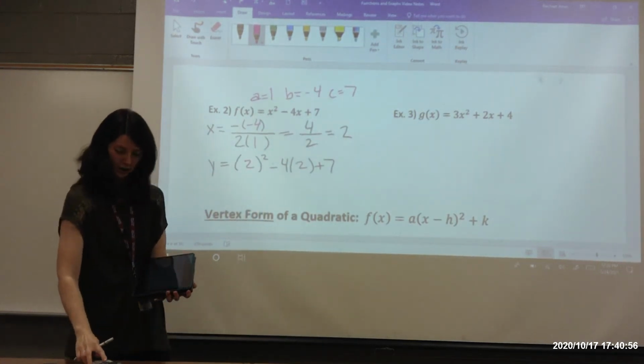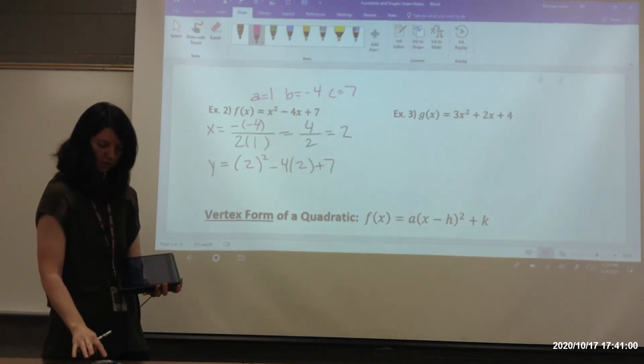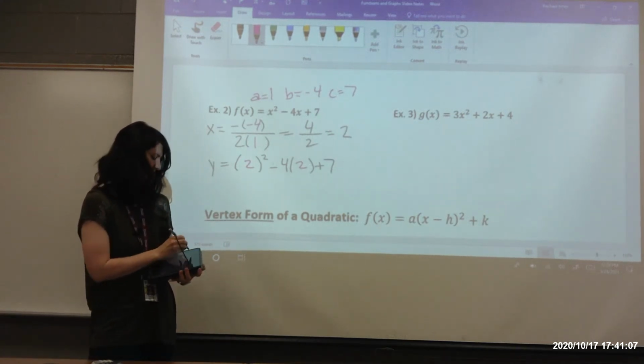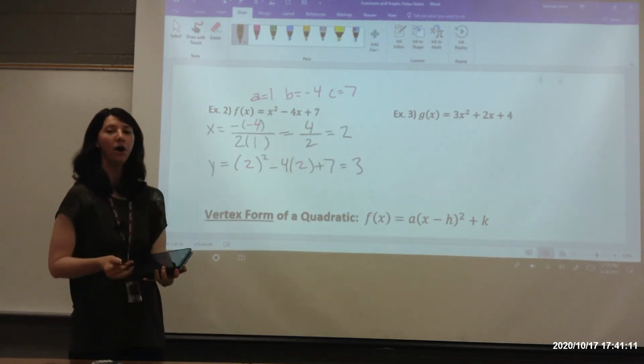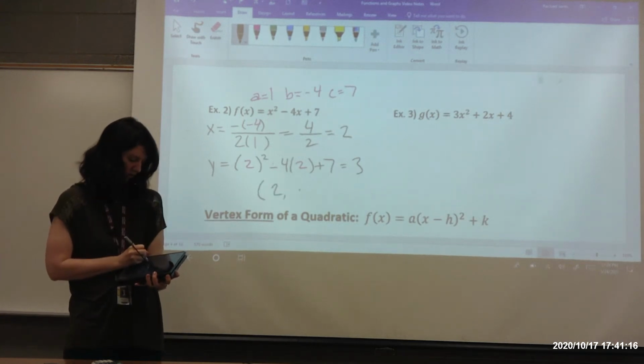And you can use your calculator or your brain here. 2 squared minus 4 times 2 plus 7. I'm going to use a calculator just so I don't make any mistakes. And that gives us 3. Okay? Now, remember your vertex should be a coordinate point. So our final answer is 2, 3.